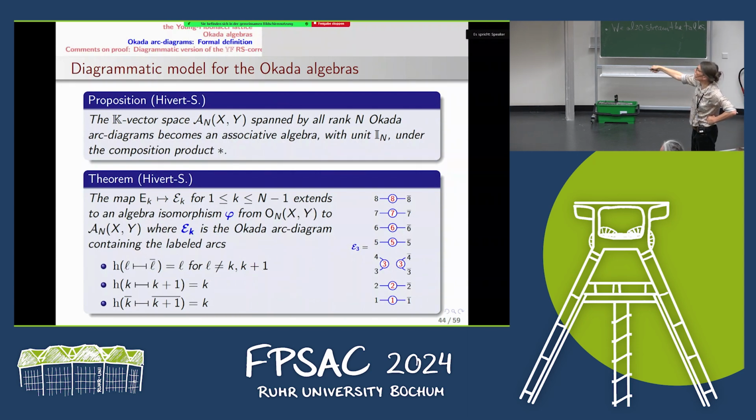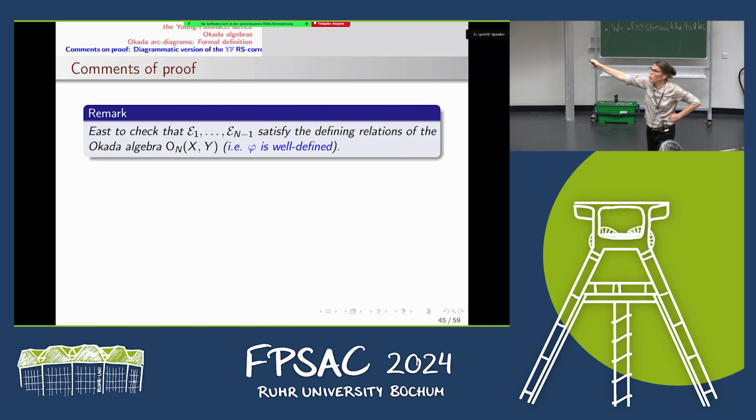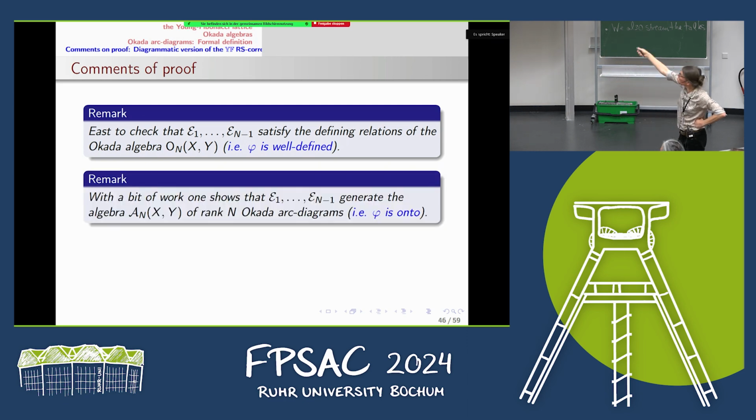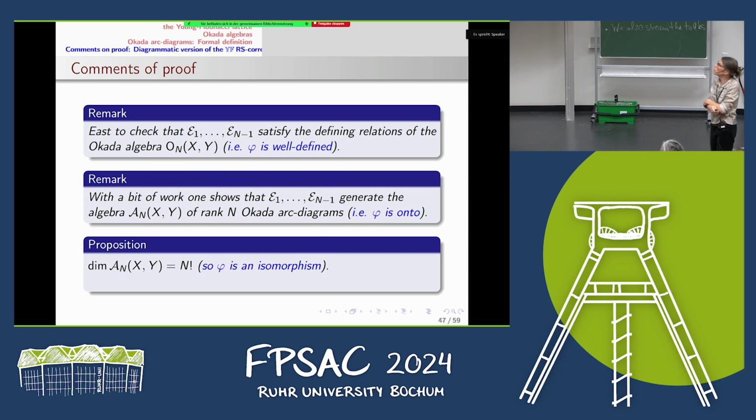Here's the formal definition on the left. And just some comments on the proof. It's not hard to check that these arc elements satisfy the defining relations of the Okada algebra. So this means our map is well defined. They also generate the arc algebra, so everybody factorizes in terms of these, and so the map phi is onto. And the target of this map, namely the arc algebra, has dimension n factorial. So phi is an isomorphism.